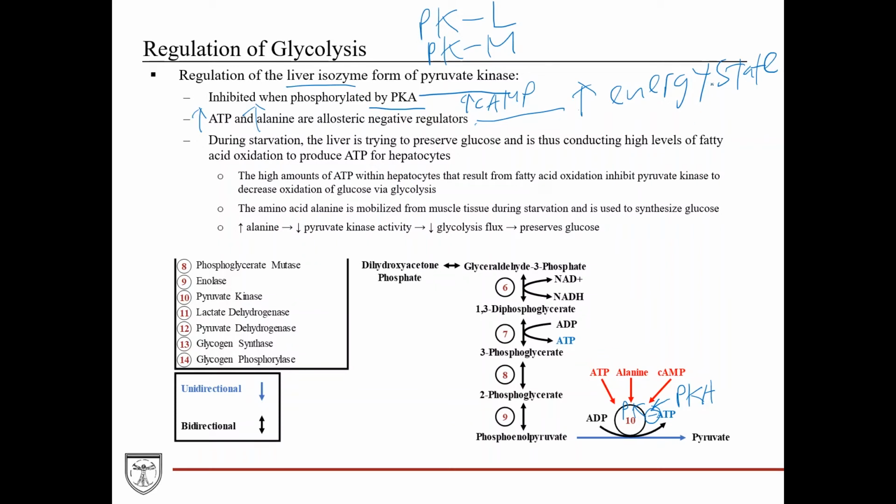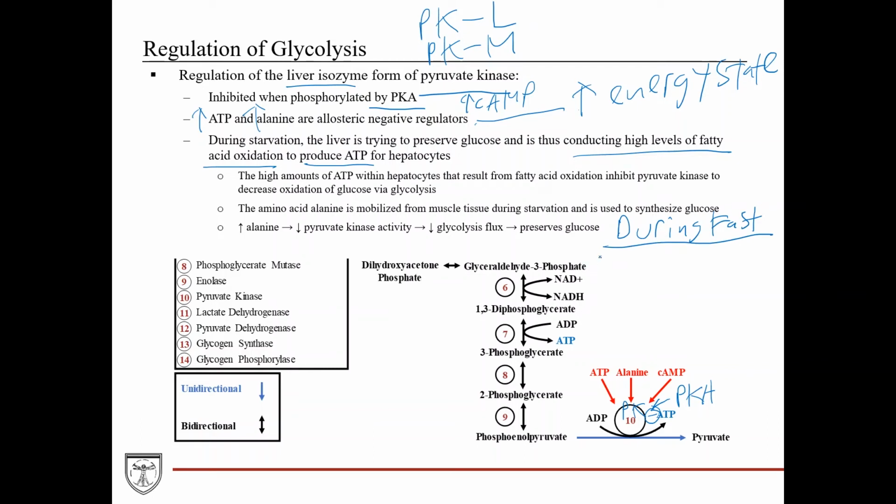And so during fasting, the way you get to that high energy state in the liver is that you try to preserve glucose by conducting high levels of fatty acid oxidation. And remember, the reason why you're carrying out high levels of fatty acid oxidation is so that you can synthesize glucose to be used by peripheral tissues, such as the brain, red blood cells, so on. So you use fatty acid oxidation to help produce ATP so that the hepatocytes can have a high energy state as well.